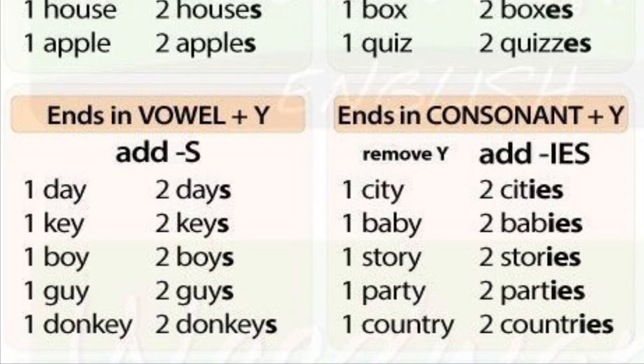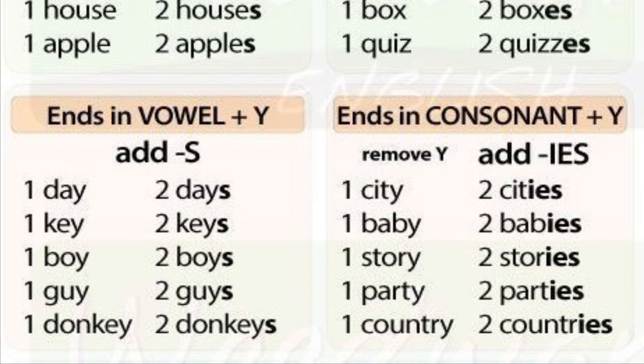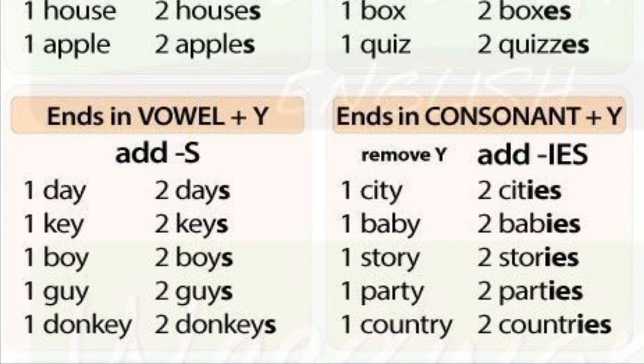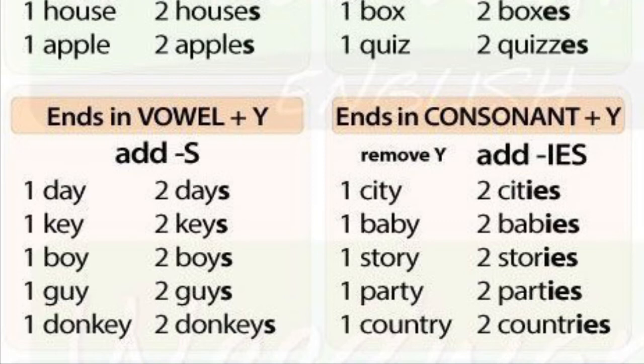Before boy, before y there is o. Guy, before y there is u. Donkey, before y there is e. So as you can notice here, before y, if there is a vowel, then we will add only s. Day, days. Key, keys. Boy, boys. Guy, guys. Donkey, donkeys.